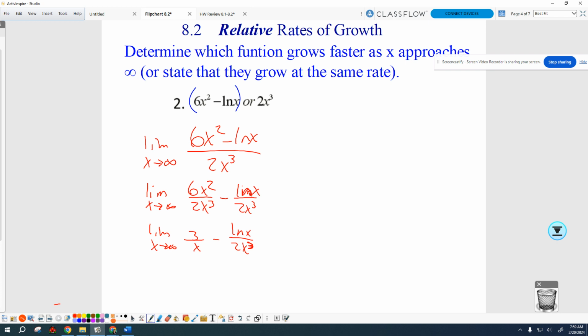Sasha, where does this part go as x goes to infinity? 0. And this one, not a polynomial over a polynomial. Sorry, you gotta pull the L'Hopital's out. You probably know the answer, but you need to do the steps.